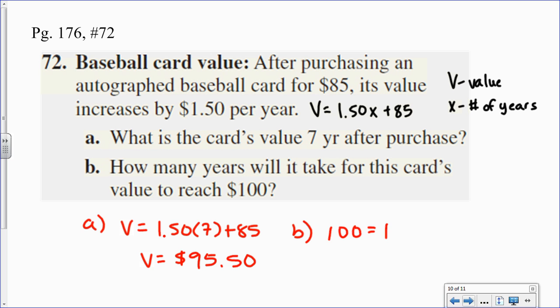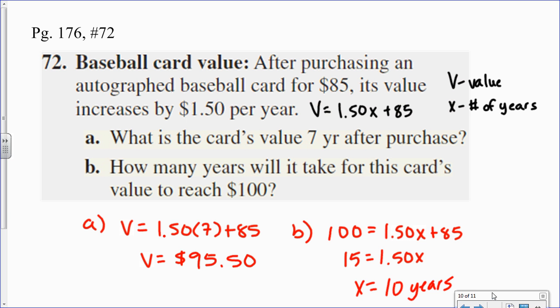So it didn't say you had to write an equation. If you didn't write an equation, then for part B, the way to do that would just be guessing and checking numbers for X. That could take a long time, a lot longer than this. So subtract 85, we get 15. Divide by $1.50, and we should get 10. And what's the label here? Years. Good. Questions about that?